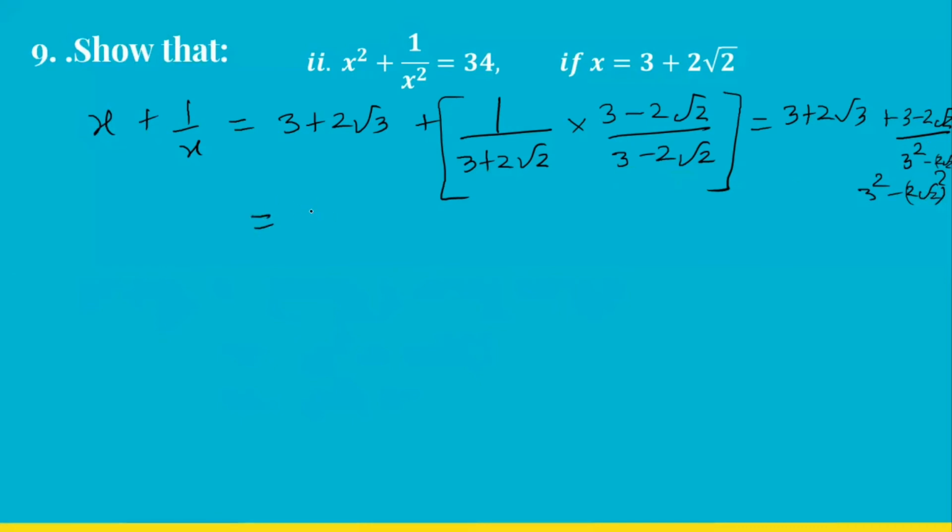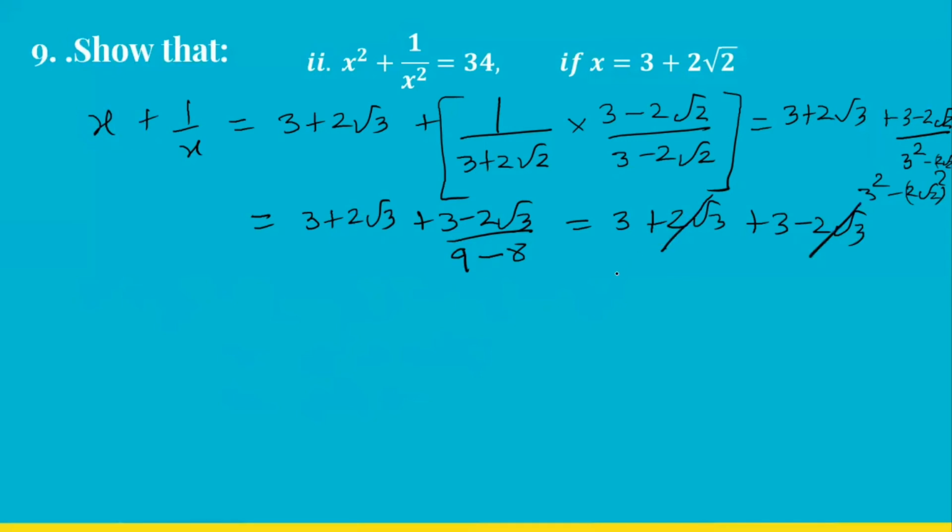Let me write it here neatly. So you get 3 plus 2 root 2 plus 3 minus 2 root 2 upon 3 square was 9 and 2 root 2 square was 8. So this is 9 minus 8 is 1. So finally, we are getting simply 3 plus 2 root 2 plus 3 minus 2 root 2, where 2 root 2 minus 2 root 2 got cancelled and 3 plus 3 we got the value as 6.